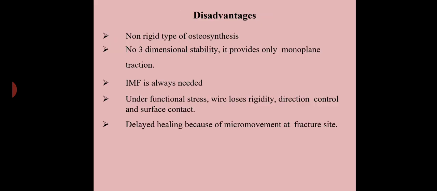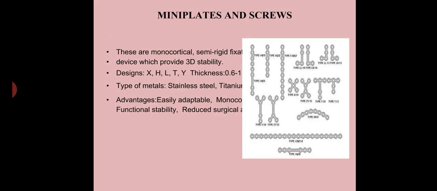Now the disadvantages are non-rigid type of osteosynthesis. There is no three-dimensional stability. It only provides monoplane traction. IMF is always needed. Under functional stress, the wire loses its rigidity, direction control and surface contact. There is delayed healing because of micro movement at the fracture site.